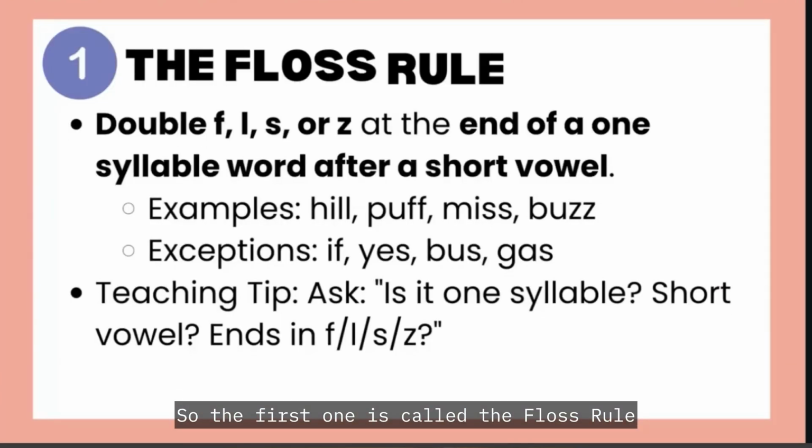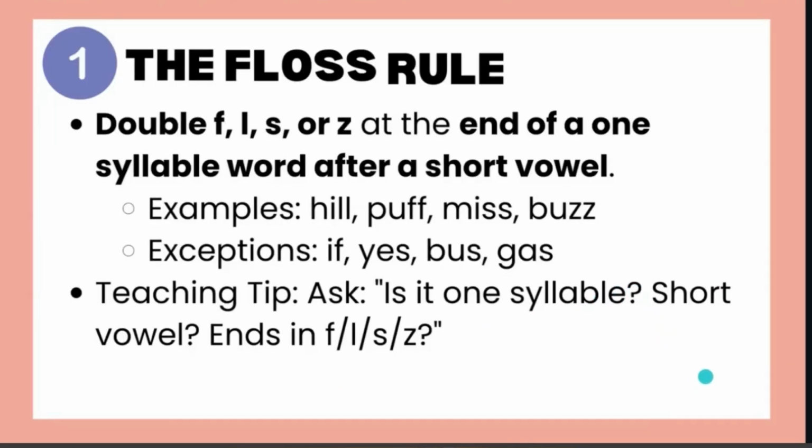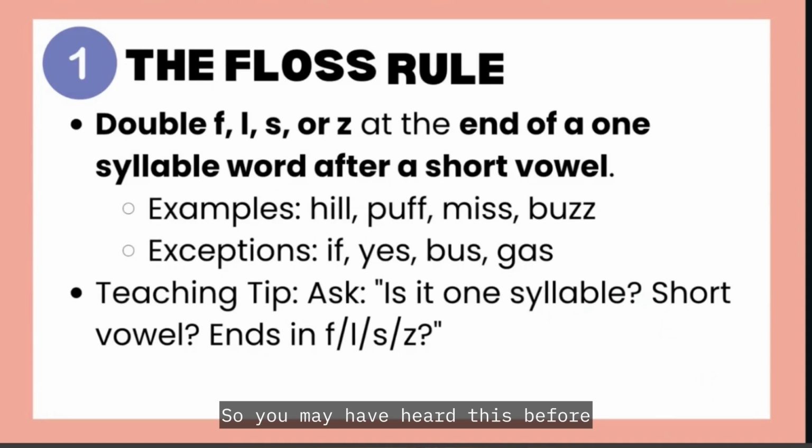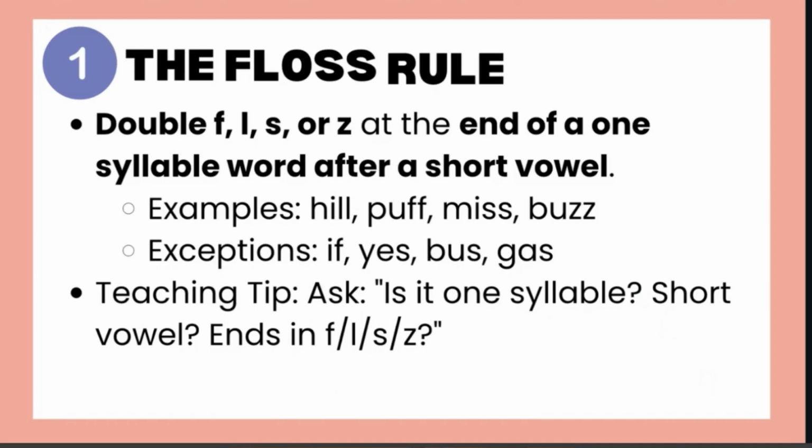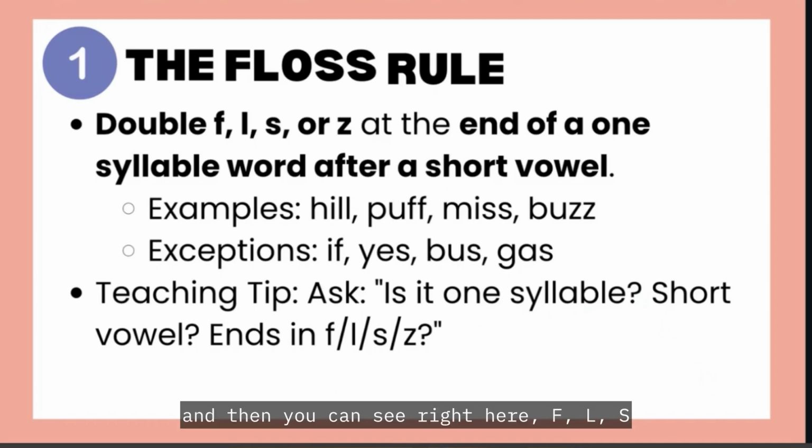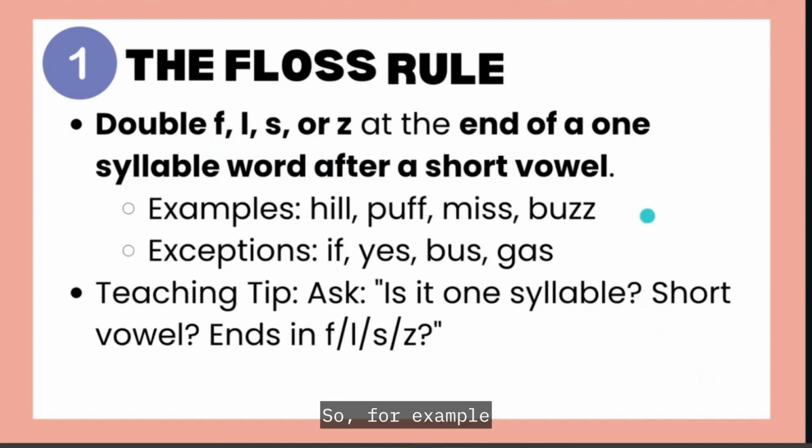So the first one is called the Floss Rule. You may have heard this before, maybe you haven't. The Floss Rule is a great early rule to teach your students. Basically, if you have a one-syllable word with a short vowel, we double the letters F, L, S, or Z at the end. So for example, we have the words hill, puff, miss, buzz.